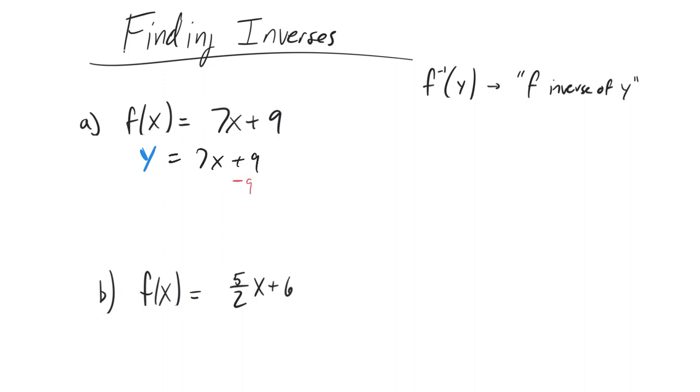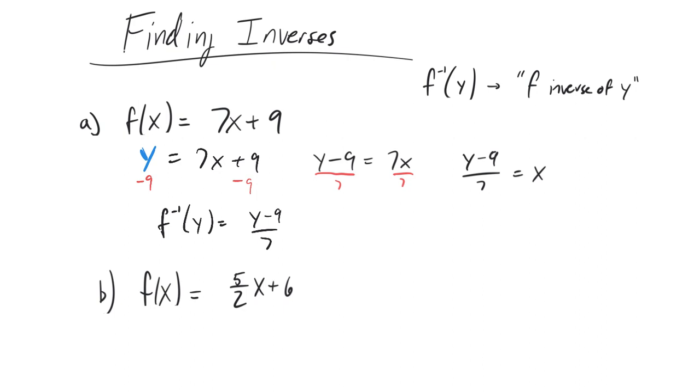I'm going to subtract 9 over, so we get y minus 9 equals 7x. Then divide both sides by 7, still trying to focus on getting x by itself. What we end up with is y minus 9 over 7, that's equal to x. So once x is by itself, we can write the final answer, which would be f inverse of y is equal to y minus 9 over 7.